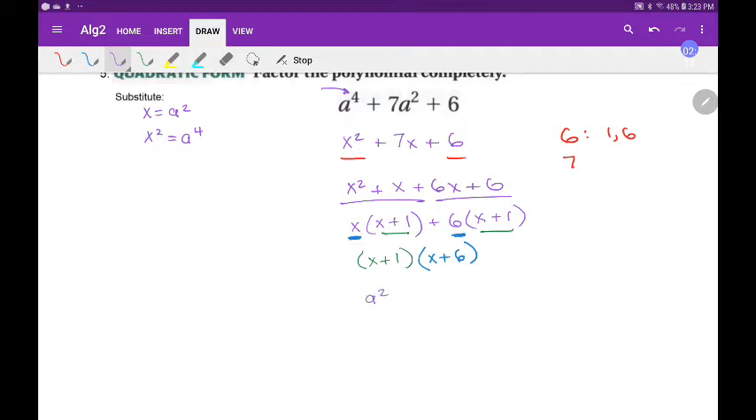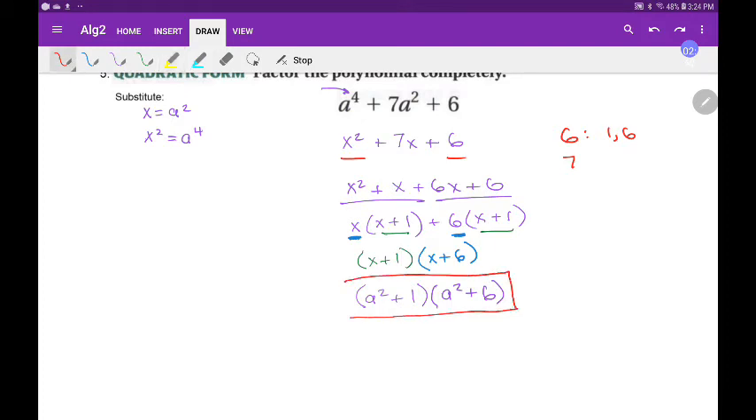a squared instead of x plus 1, and I can't factor that anymore because I can't factor the sum of 2 squares. If it's the difference of 2 squares, if it was a squared minus 1, I could factor that, but I can't factor a squared plus 1. And then I say a squared here as well, plus 6. And by the way, if I multiply that out, if I FOIL that, or if I multiply the 2 binomials like I've been doing, I will get back to the original. This is the same thing as this, okay? So just so we're clear on that. And so I have completely factored it.